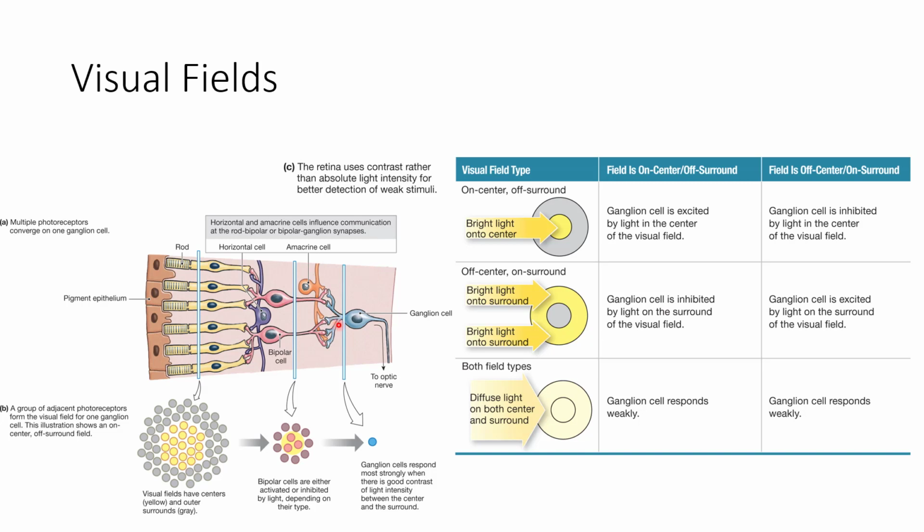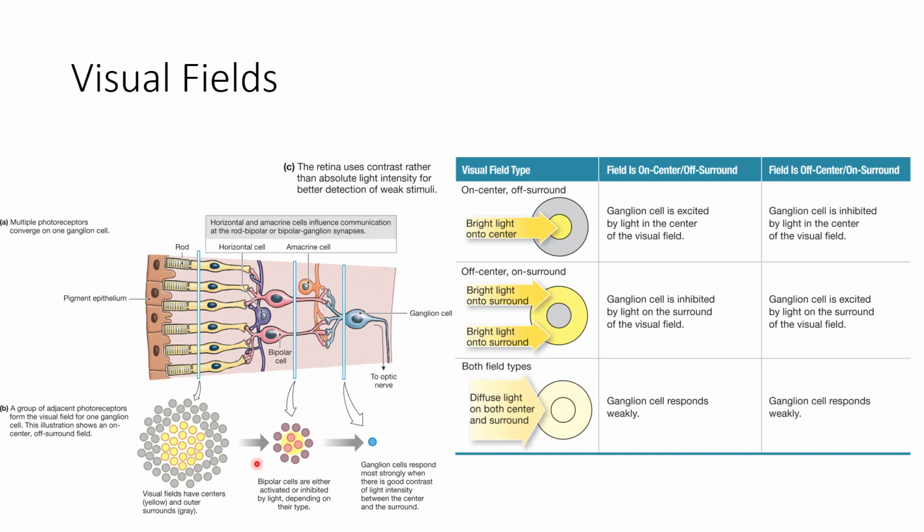So we have two types of visual fields. We have what are called on-center, off-surround. So if we look at the visual cells, these are all of the different visual fields. This is a group of photoreceptors. They form the visual field of one ganglionic cell. These would be all the photoreceptors. And you see if the photoreceptors in the center are being activated, but on the outside of the surround, they're not, then that's going to trigger the ganglion to send a strong signal to the brain.